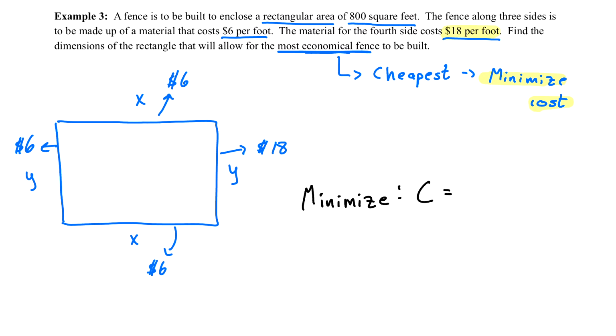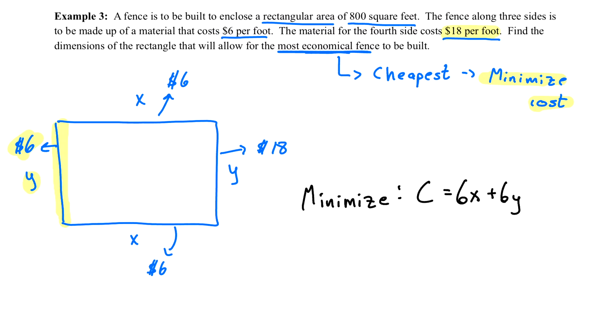Now I see four things that this is going to depend on. We've got one side of our fence that costs $6 per foot. If I just think about the cost of the top part of this side, it's $6 per foot by X feet. The cost of just that one side would be 6 times X. Now I move over to another side, the left-hand side. That costs $6 per foot, and I've got Y feet, so 6X plus 6Y.